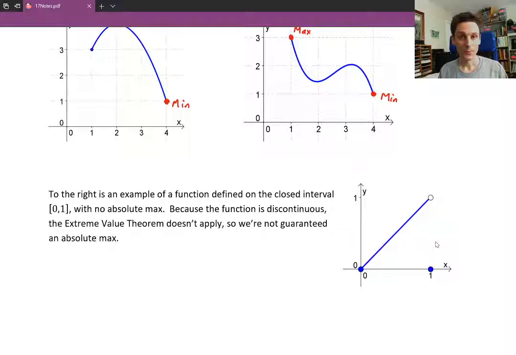In the next video, we're going to find the absolute max and absolute min given an algebraic form of a function.